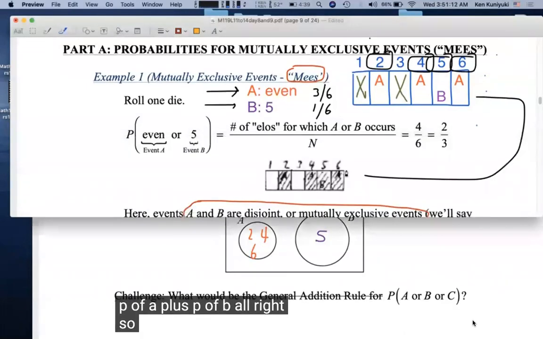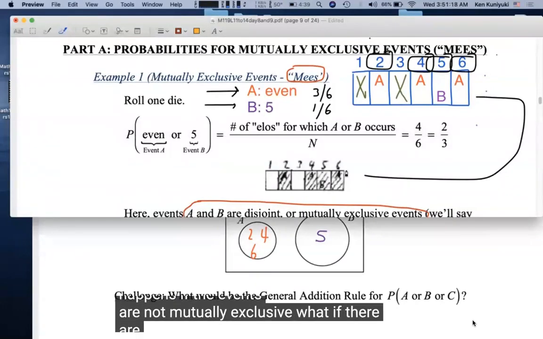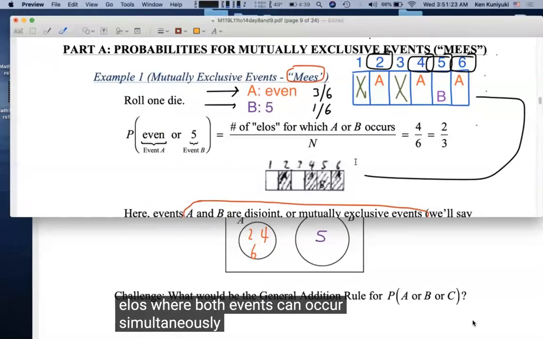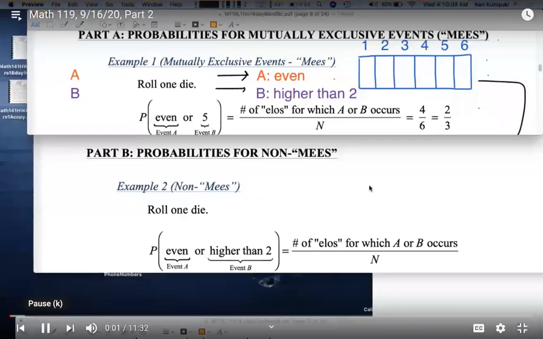All right. So the natural next question is, what happens if the events are not mutually exclusive? What if there are ELOs where both events can occur simultaneously? And that's next time. Okay, so those are mutually exclusive events. What happens if they're not mutually exclusive? Any questions? All right, going on.